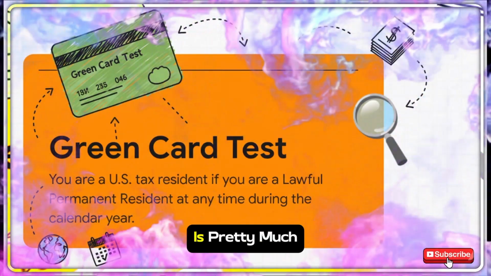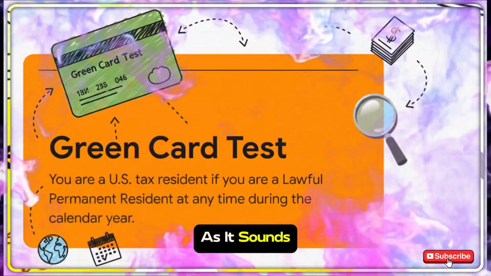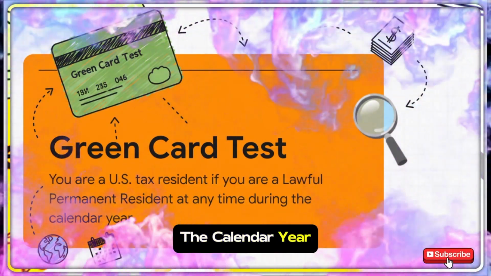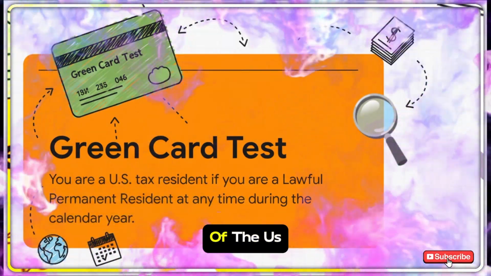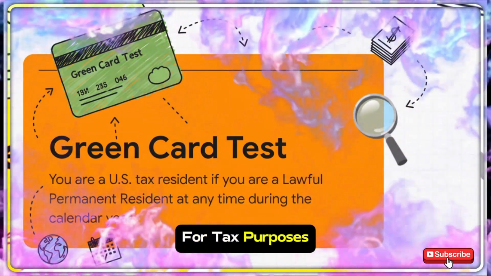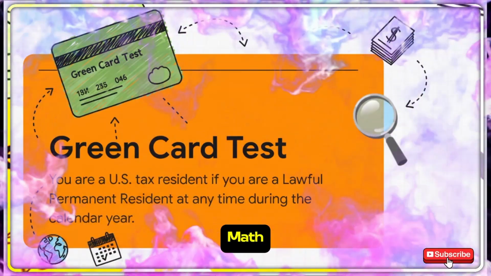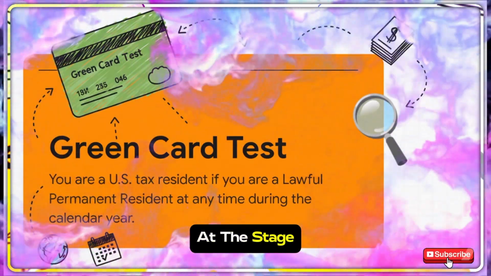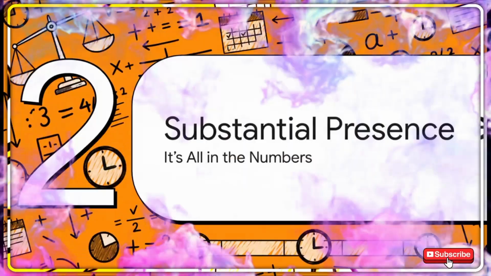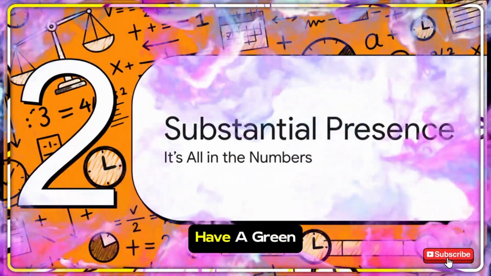The green card test is pretty much as straightforward as it sounds. If at any point, even for just one day during the calendar year, you are a lawful permanent resident of the US, you are automatically a US resident for tax purposes. That's it. No math, no other conditions at this stage. You hold the card, you're a tax resident. Simple as that.